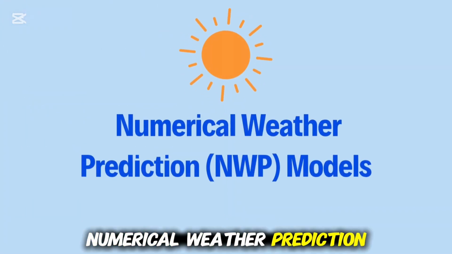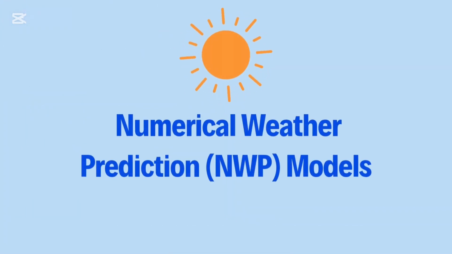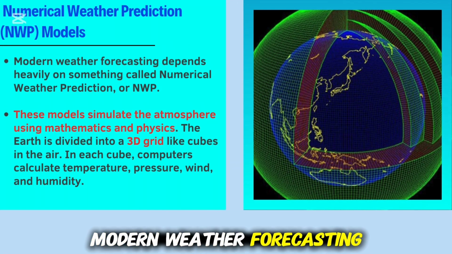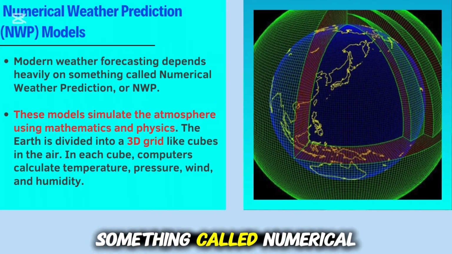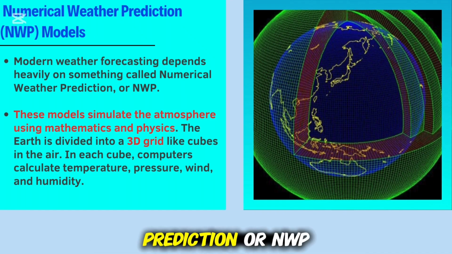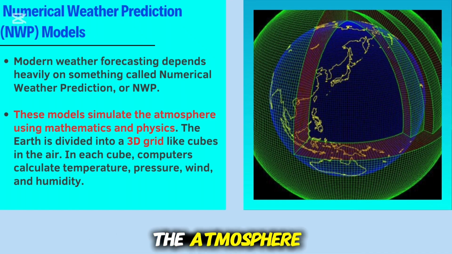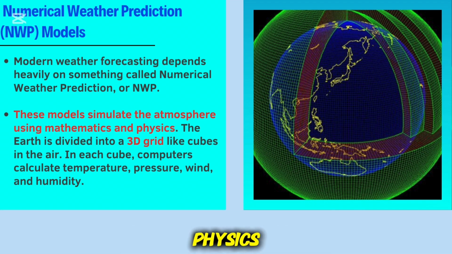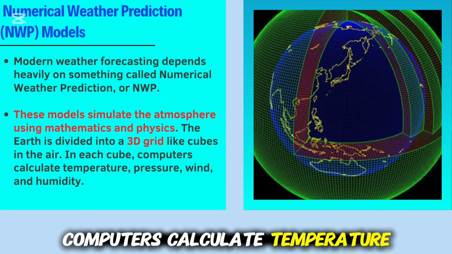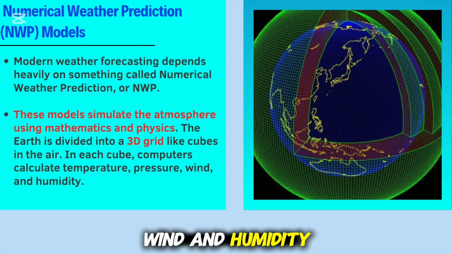Numerical Weather Prediction (NWP) models. Modern weather forecasting depends heavily on something called numerical weather prediction, or NWP. These models simulate the atmosphere using mathematics and physics. The Earth is divided into a three-dimensional grid, like cubes in the air. In each cube, computers calculate temperature, pressure, wind, and humidity.